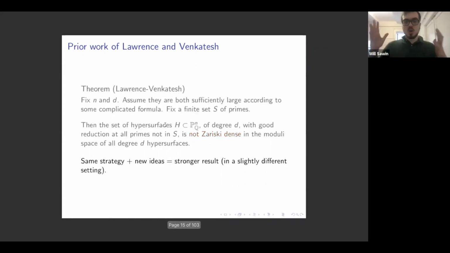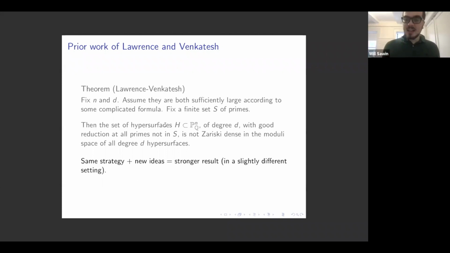So the shortest possible summary you could give of what Brian and I did is we took the same strategy, we introduced new ideas, and we were able to prove a stronger result. We were able to prove the full finiteness and not just non-density, albeit in a different setting. We had to move from hypersurfaces in projective space to hypersurfaces in abelian varieties. And so what I will do in the rest of the talk is try to fill in more detail in that summary.